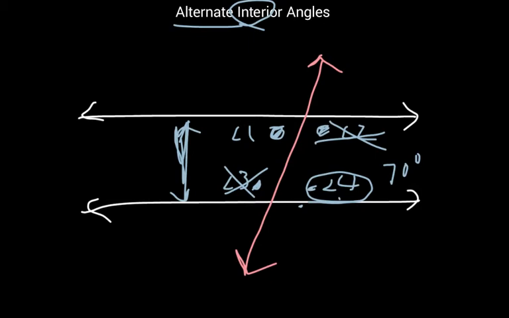I don't have much room to write that. Let me pick a different color, just to show up a little bit better. So that's 70 degrees. This would be 70 degrees. If I know angle 4 is 70 degrees, and I know angle 3 and angle 4 together make a linear pair, that makes this a 110 degree angle.